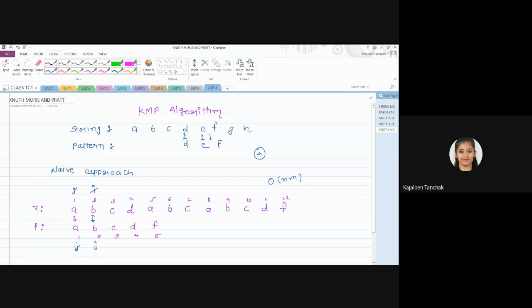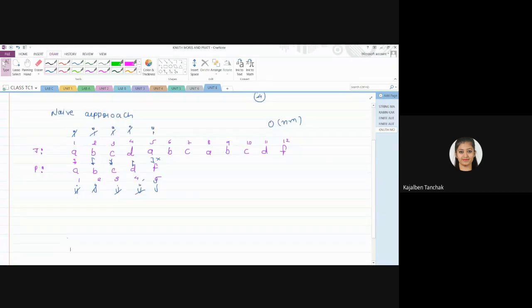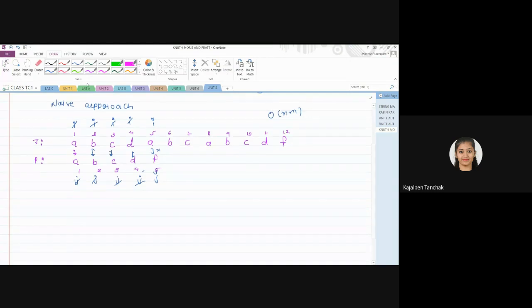Okay. Now again, C and C, is it matching? Yes. So you check the next character. You compare these two. D and D, is it matching? Yes. So you go to the next character. Now you just see A and F, is it matching? No. When it is not matched, then again what you will do, here let me write down. Now this character is not matching, so you shift the pattern by 1 bit.